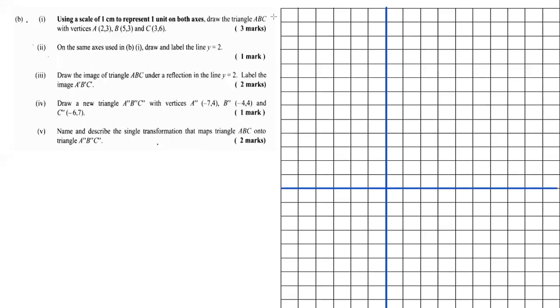Then on the graph paper they will give you. Now remember that thing: for graph work, you use pencil. I repeat, for graph work, you use what? Pencil. So yeah, we come here and we just label this one as 1.